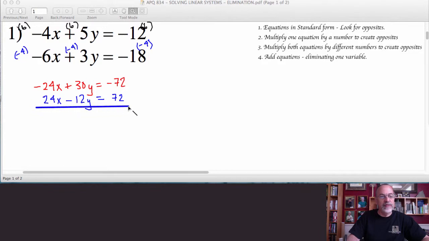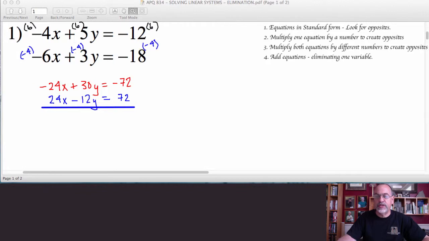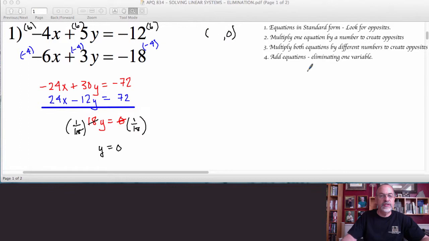I now have my opposites, so now I can go ahead and add these equations together. So the 24 and the negative 24 add up to 0. 30 minus 12 is 18, so it's going to be 18y. And 72 and negative 72 is 0. I am then going to multiply by the reciprocal of 18, or divide by 18. So these 18s reduce, leaving me y, and then 0 times anything is just 0. So the y value of my solution is 0.